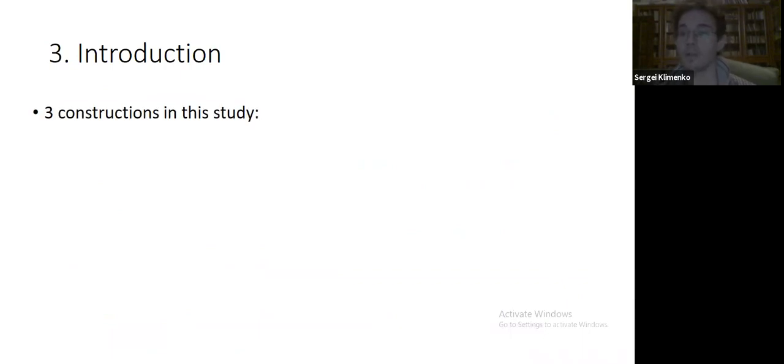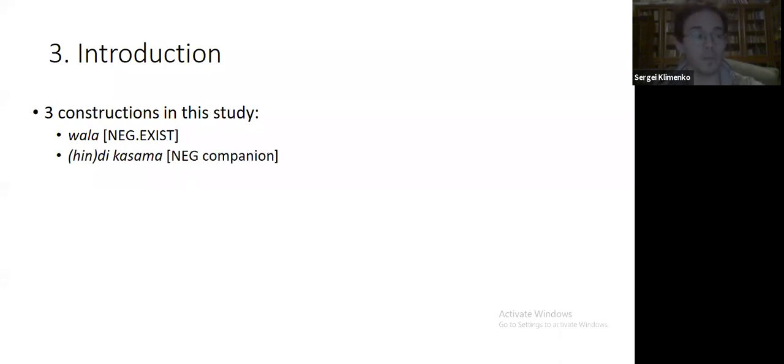I suggest describing three constructions in Tagalog in this study of caritives. First of all, it's a construction with the negative existential predicate wala. Second, it's a construction with a combination of the negator hindi and the noun kasama, which means companion. And third, it's a construction with the combination of the same negator, hindi, and the noun dala, which means something like something or somebody being carried.